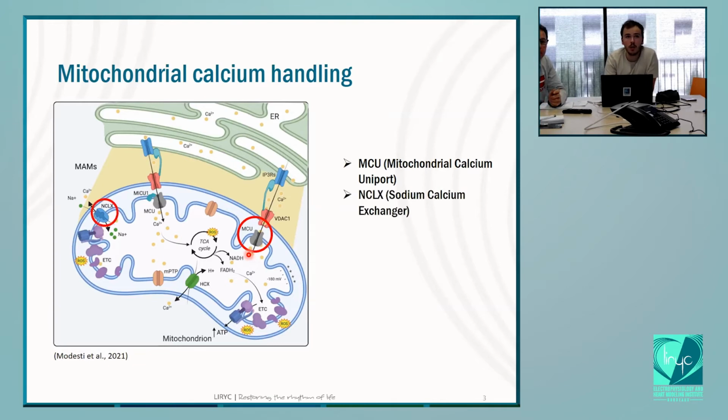There is also a sodium calcium pump in the mitochondria, which makes the calcium exit from the mitochondria. This is the main exit path of the calcium, but there is also the MPTP, the mitochondrial permeability transition pore, which makes calcium exit from the mitochondria.